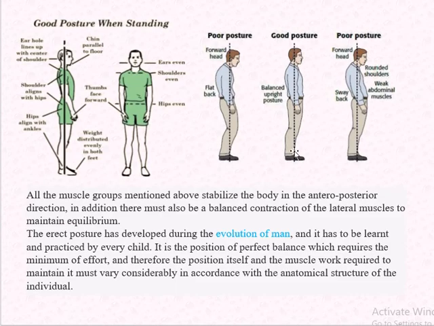Look at this picture. Good posture when you are standing. Everything is in alignment. All the muscle groups mentioned above stabilize the body in the anterior-posterior direction. In addition, there must also be a balanced counteraction of the lateral muscles to maintain equilibrium.